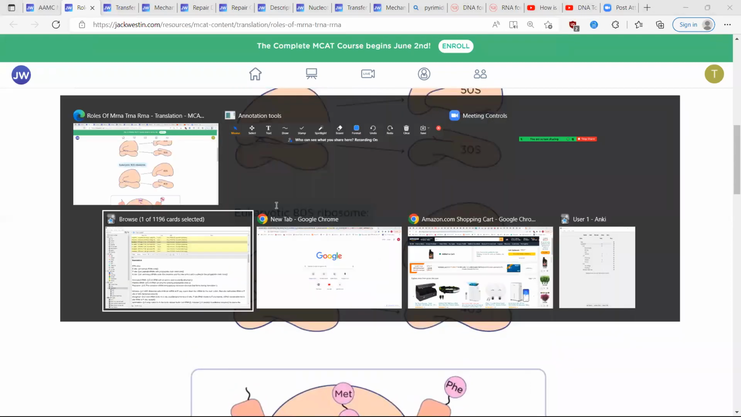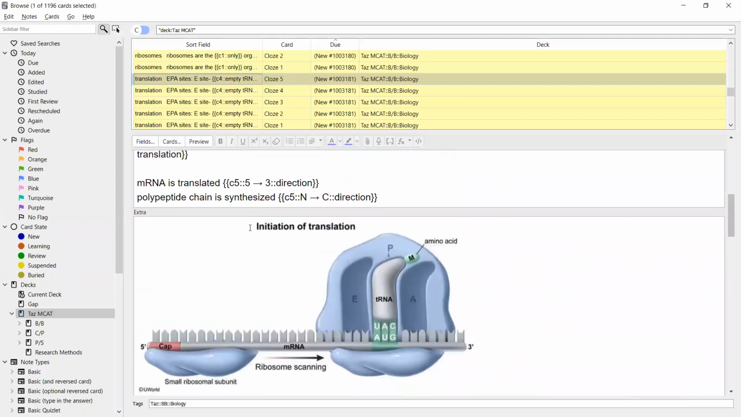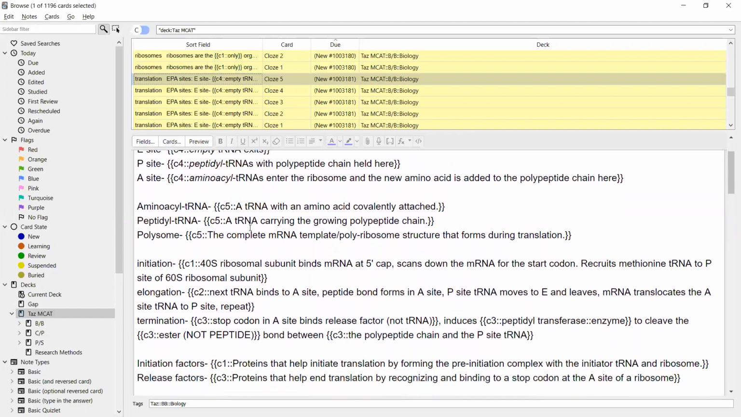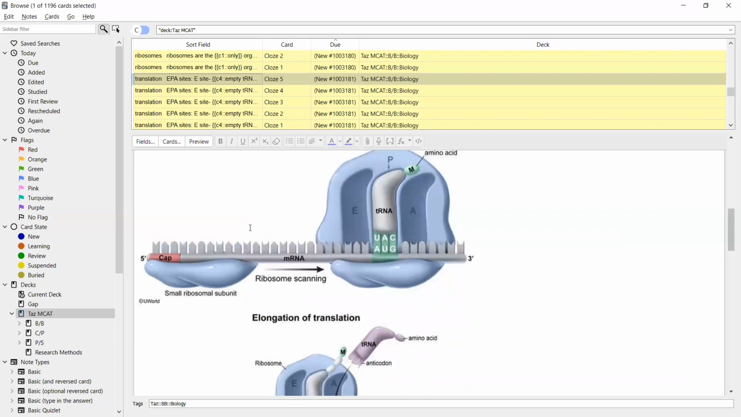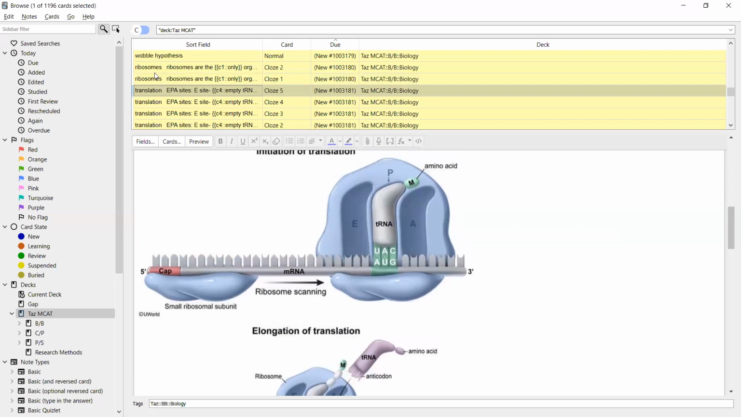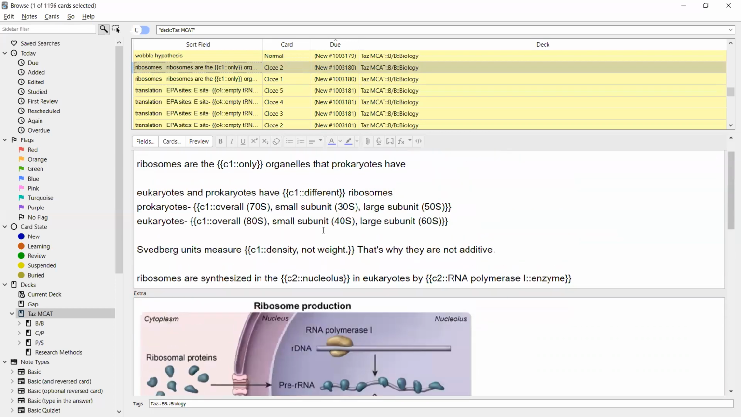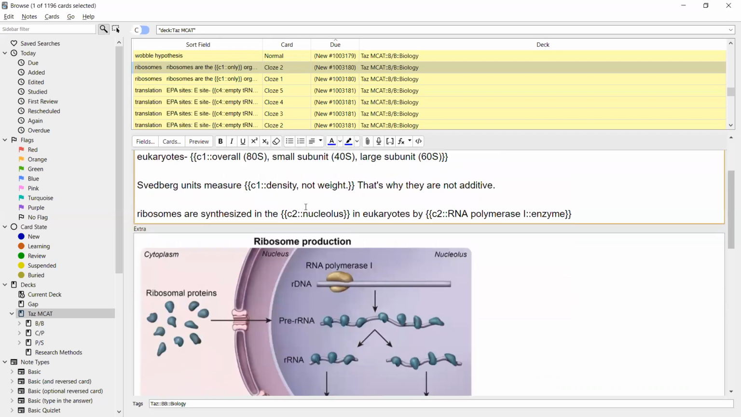So, translation. I had the good pictures here. Okay, so we made our mRNA and our mRNA needs to get turned into protein. How does that happen? Well, we have these little guys called ribosomes, and ribosomes' jobs are to build proteins. That's why ribosomes are actually the only organelles that prokaryotes have, because they need proteins too.